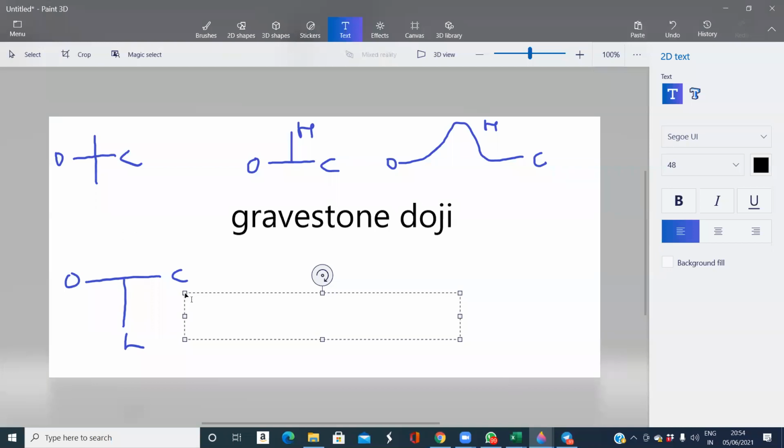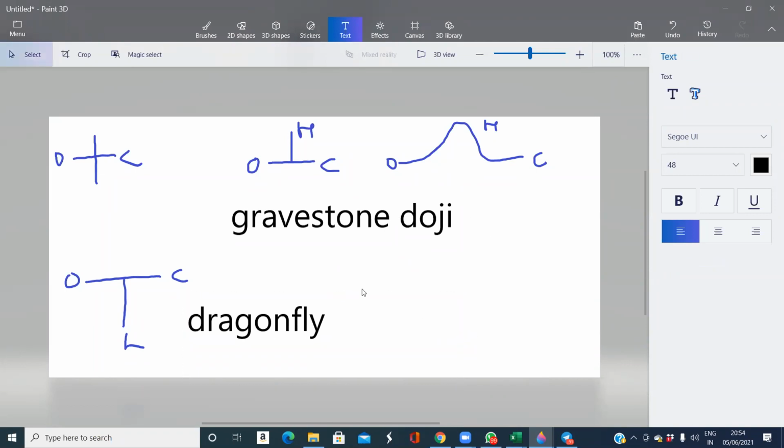Butterfly, dragonfly, many names they are called. Okay, dragonfly. Is it a hammer? No, not a hammer.